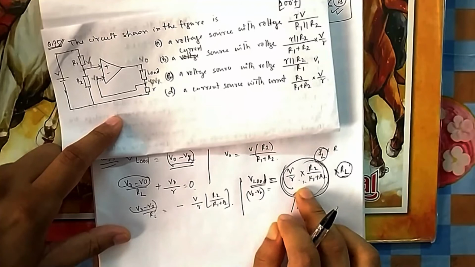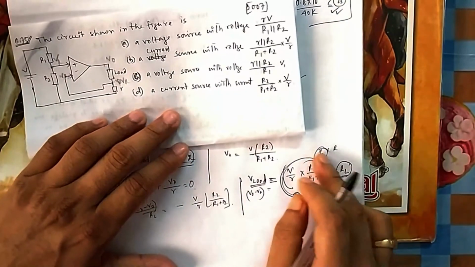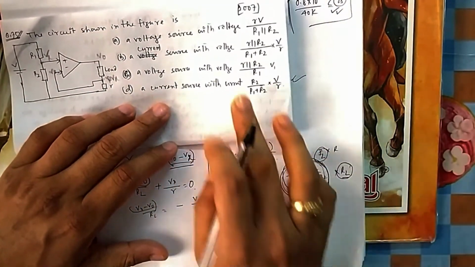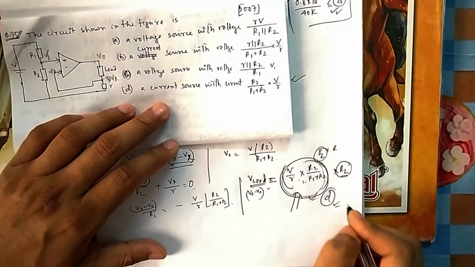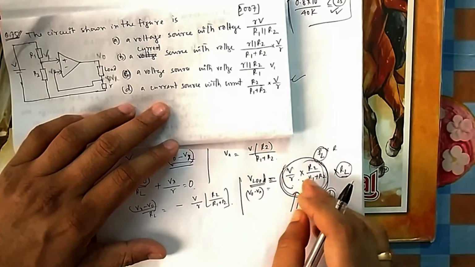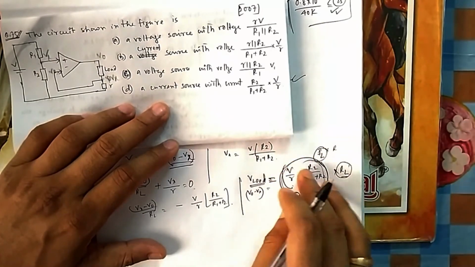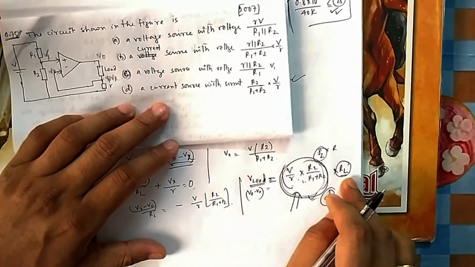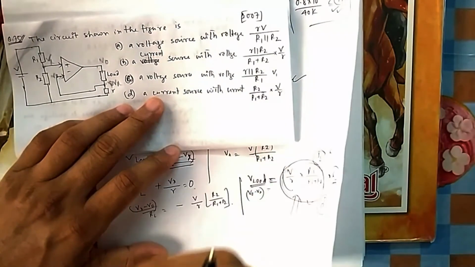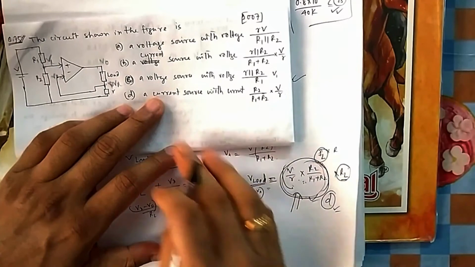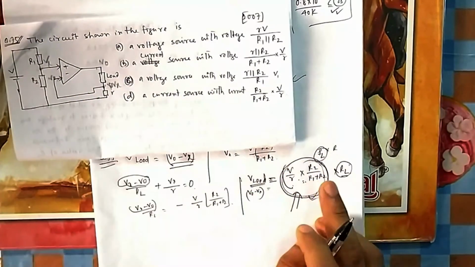Because this is a fixed current, that means it is a current source. And what is the magnitude of the current? This is the magnitude of the current: V by R, R2 by R1 plus R2. That is option D. So the load is feeling that it is getting a constant current. That's why the load is this much into this. Because this is looking like a current, it will feel like a current source. It is fed with a constant current source, whose magnitude is this.